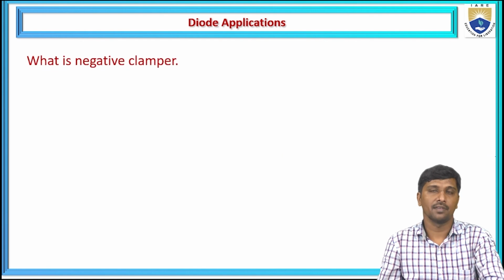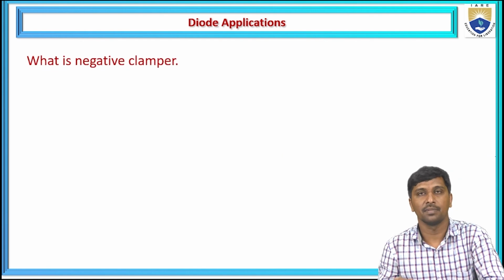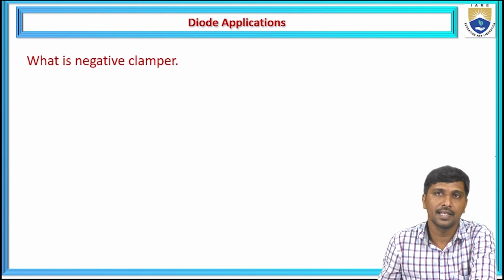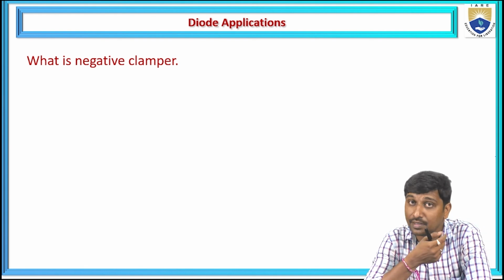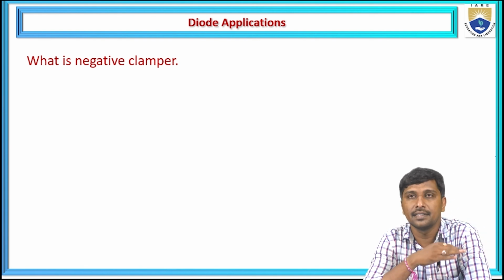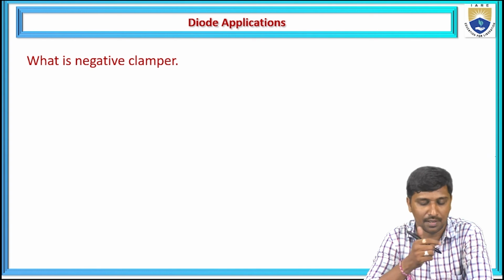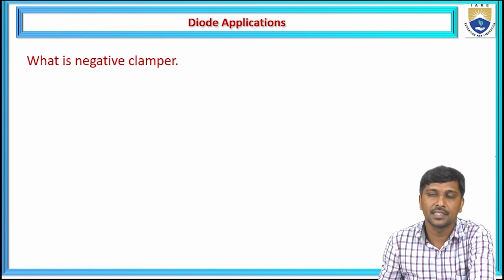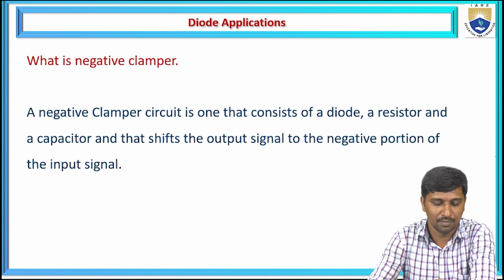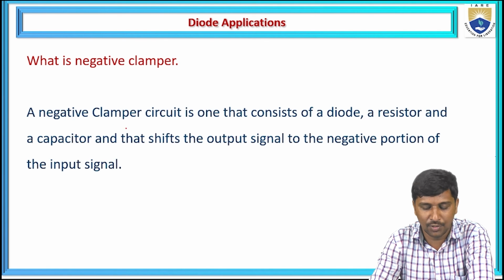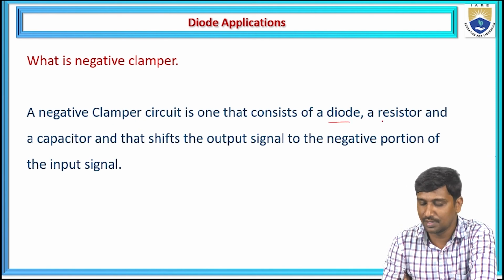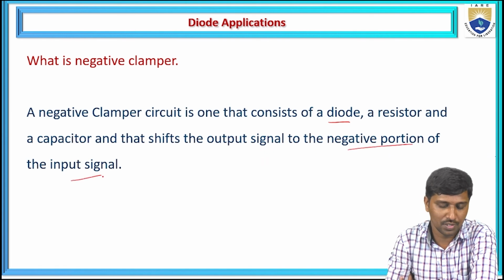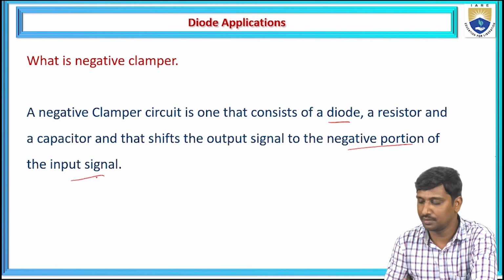Similar to that, we need to define the negative clamper. In this case, the DC level is adjusted at the negative portion of the given input signal. The entire signal is shifted towards the negative side, so the DC level is adjusted at the negative peak. Hence, a negative clamper circuit consists of a diode, a resistor, and a capacitor that shift the output signal to the negative portion of the given input signal.